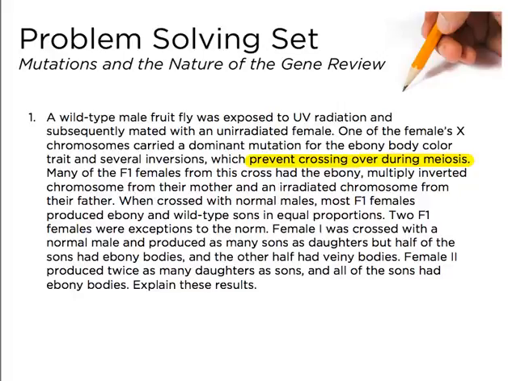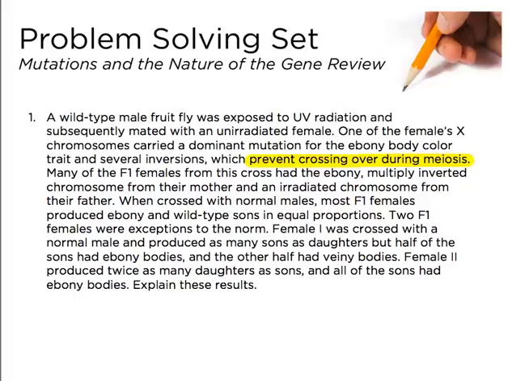Problem 1. A wild-type male fruit fly was exposed to UV radiation and subsequently mated with an unirradiated female. One of the female's X chromosomes carried a dominant mutation for the ebony body color trait and several inversions, which prevent crossing over during meiosis. I highlighted that fact because that means that we can ignore any possibility of crossing over during this whole problem.